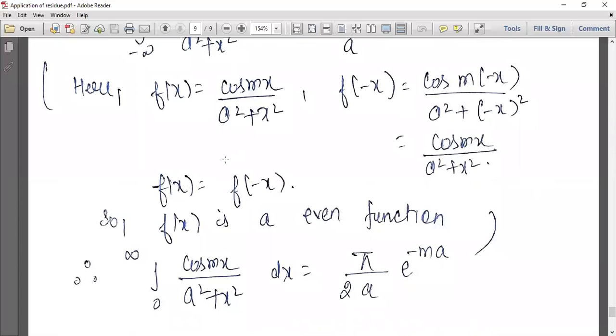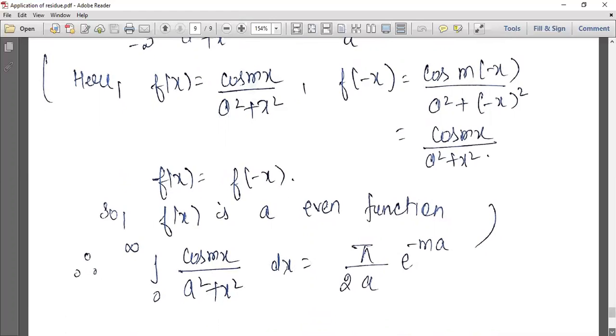So again, I will use the properties of the even function. Here my function is cos mx over a square plus x square. F of minus x will be the same, so this one is an even function. That's why the integral from 0 to infinity of cos mx over a square plus x square dx will be half of the integral from minus infinity to infinity of cos mx divided by a square plus x square into dx, which will be pi by 2a into e raised to the power minus ma.